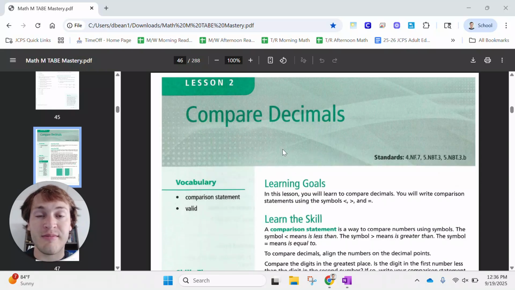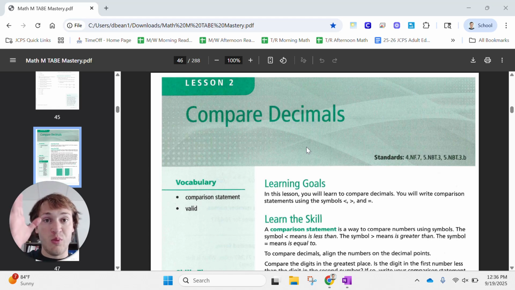Today, we're doing lesson 7, which is on comparing decimals. When we talk about comparing decimals, we're talking about identifying whether one number that includes decimals is greater than or smaller than another number that includes decimals, or whether they could even be just equal.